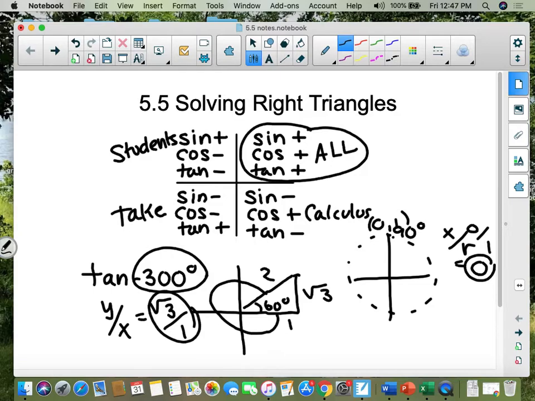All students. Student has the letter S. Notice that the one that starts with the letter S is the only one that's positive. Take starts with the letter T. What's the only one that's positive in the third quadrant? Tangent. Calculus, the only one that starts with the letter C is cosine. That's the only one that's positive. All students take calculus. It's an easy way to remember which ones are positive and which ones are negative.